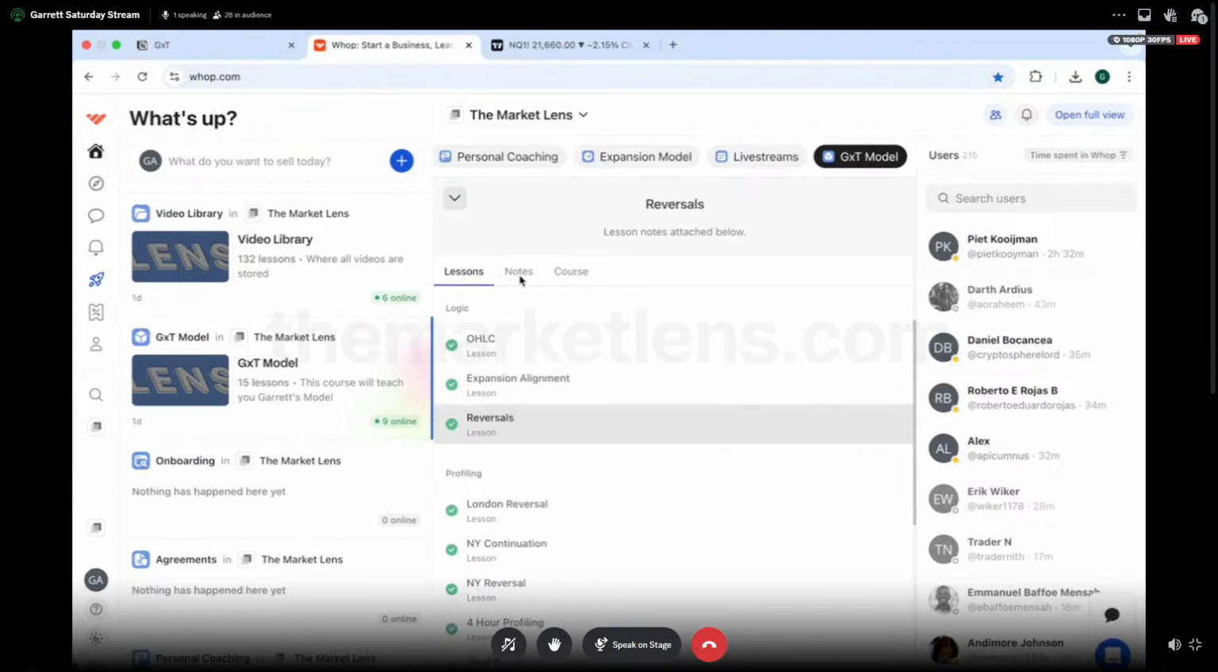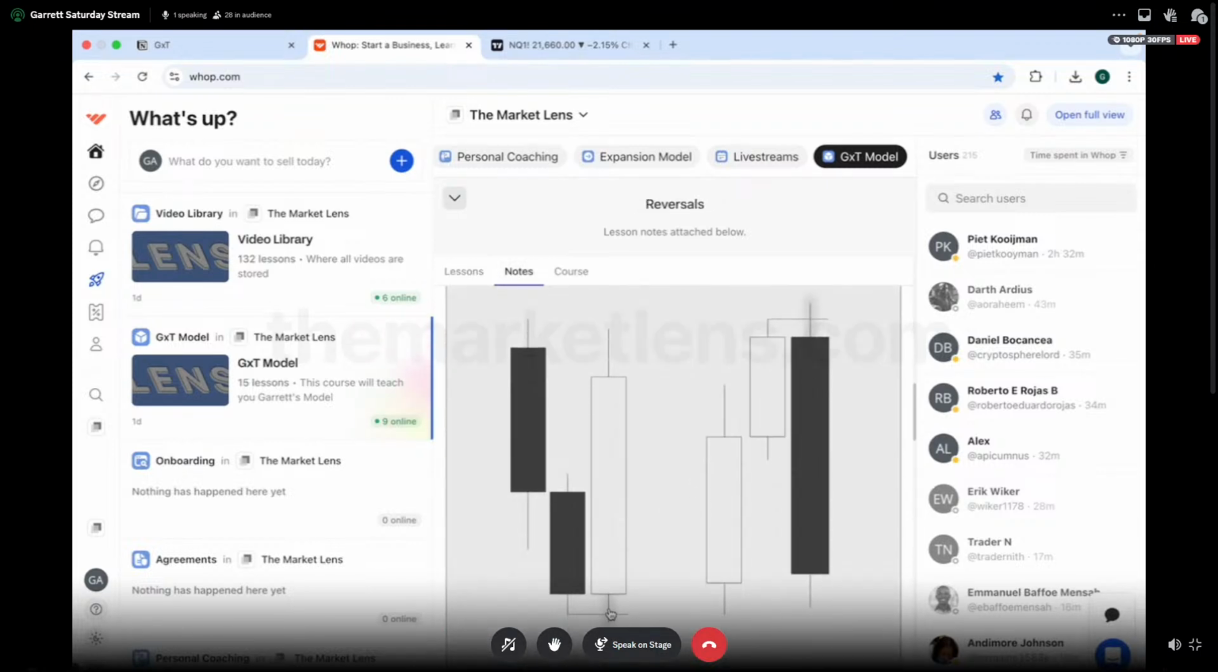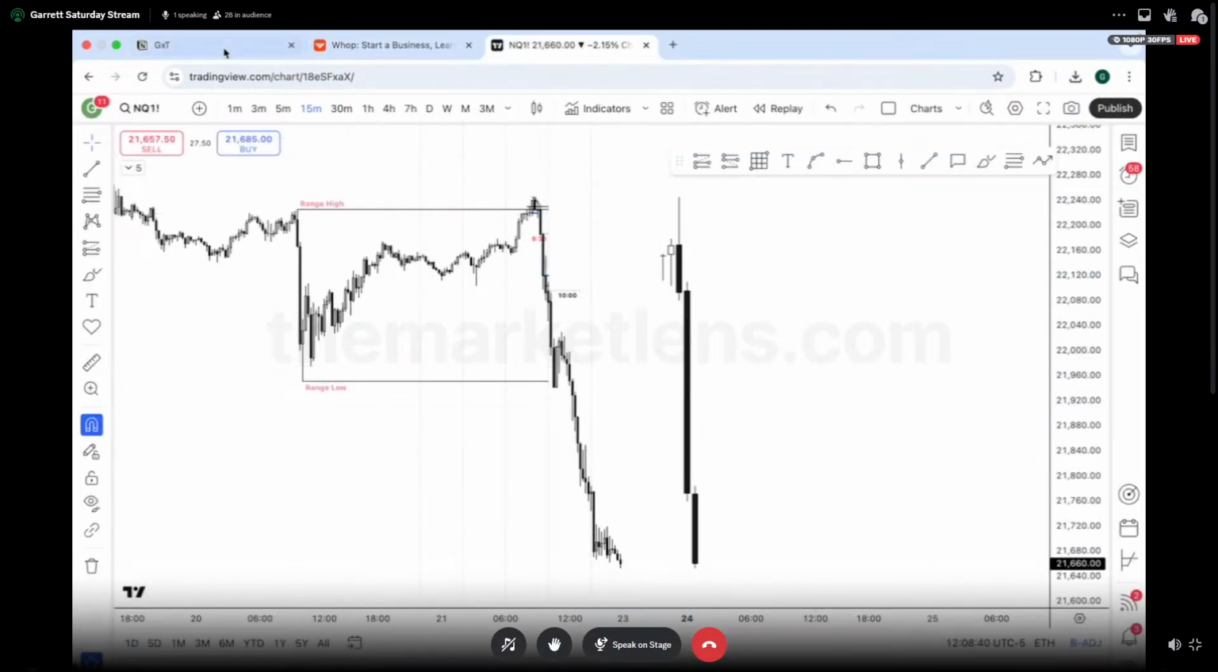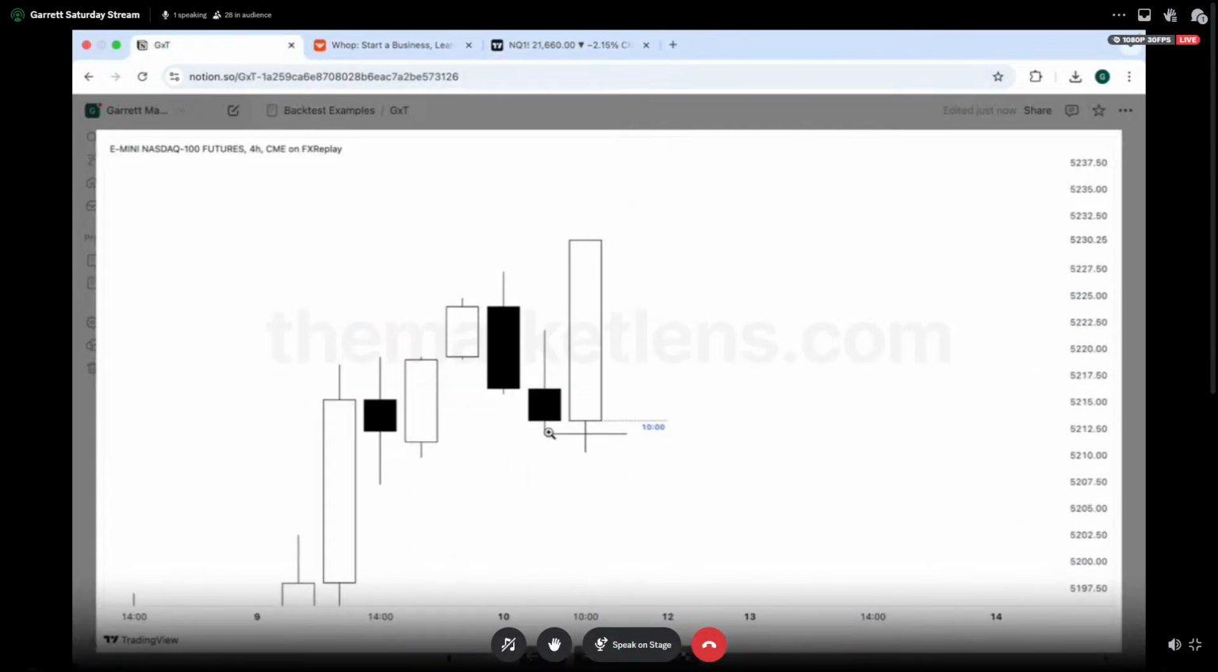Reversal types, right? Reversal into expansion. That's literally what we see here. I keep going to this, right? Reversing off the 6 a.m. low. So what we see here is none of the previous candles created a reversal, right? Didn't really trade into anything relevant.